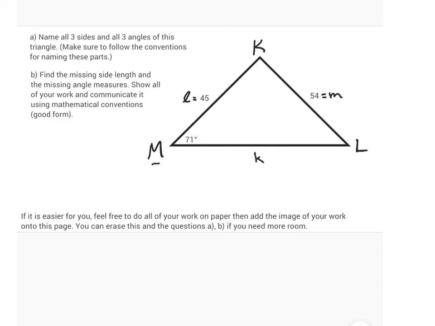That's great. Now I want to find the missing side length and the missing angles, show all of my work, and communicate it using mathematical conventions. Okay, I can do that as well. All right, I'm going to do it in blue.